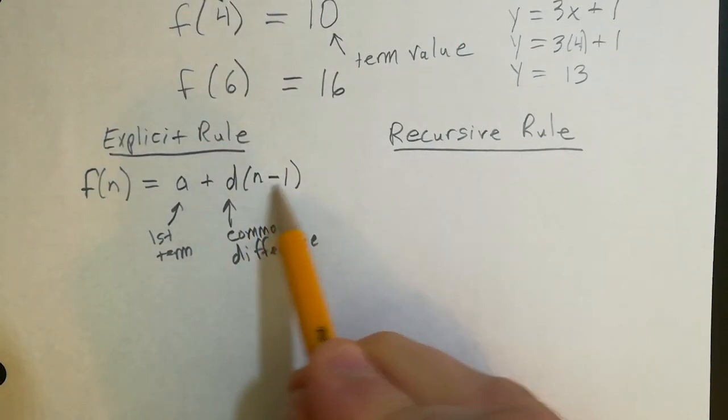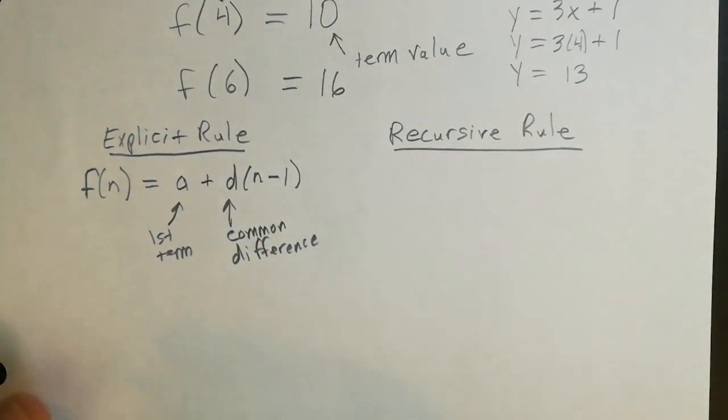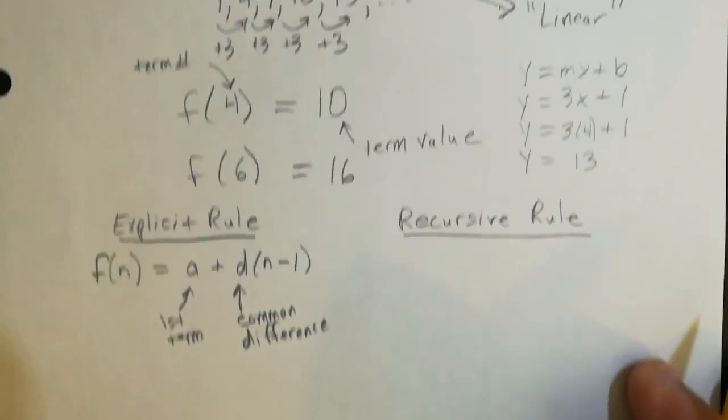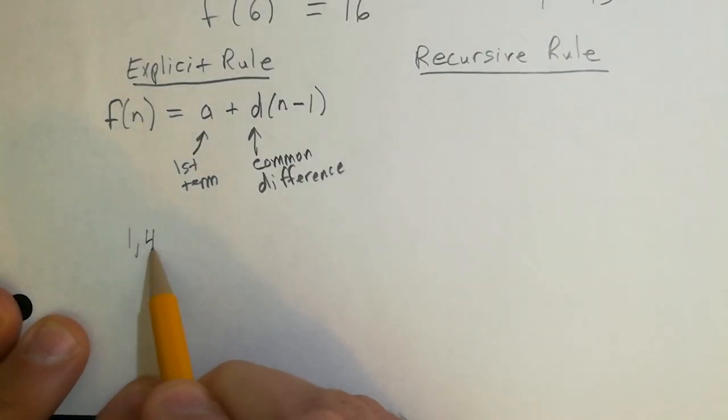Okay, and then here's this n minus 1. We can't just do n. We have to do n minus 1. We have to subtract 1 off of it. So let's actually write the explicit rule for this sequence. Let me go ahead and rewrite the sequence here.